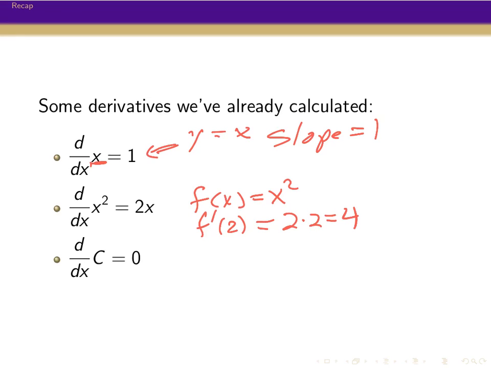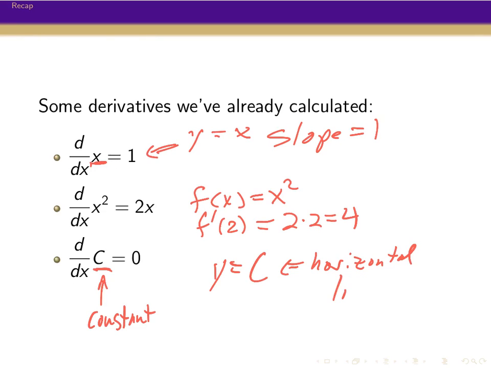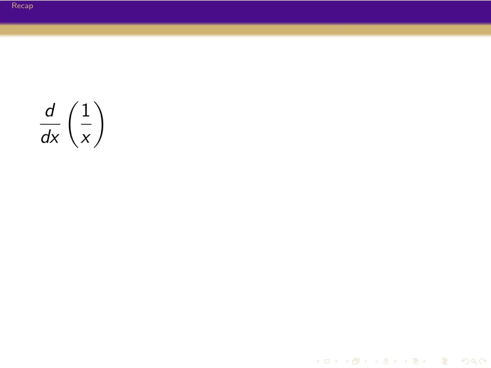Finally, if we take the derivative of just a constant, well, if we think about what the graph of y equals a constant is, this is just a horizontal line. What's the slope of a horizontal line? Its slope is 0. So, go back through how we figured these out.